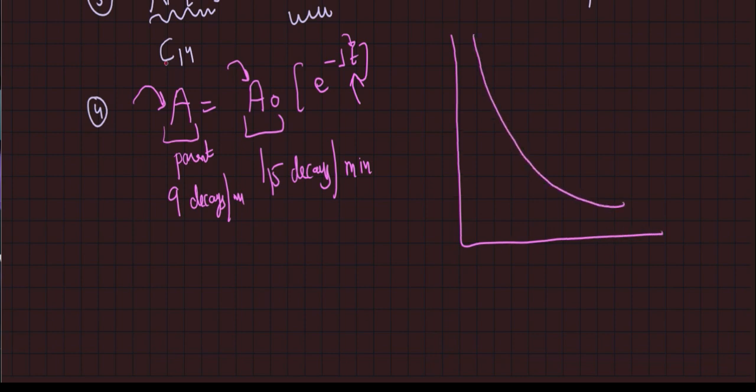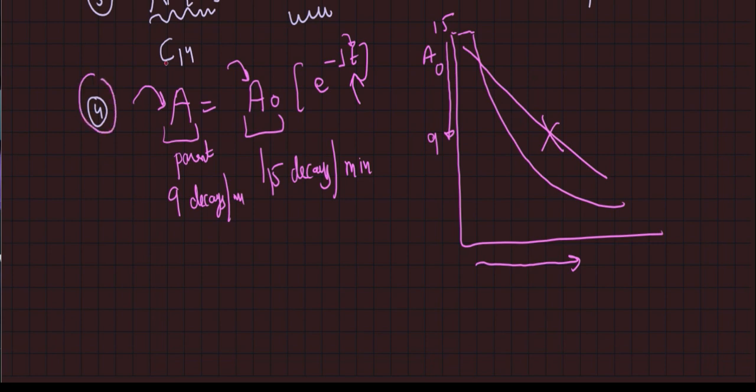So this is your starting activity, which is A naught, and then of course the activity reduces as the time progresses. In this case, the activity started with 15 and it became 9. So you can see the rate at which it reduces is not linear. It is not like this, straight. No, it is exponential.